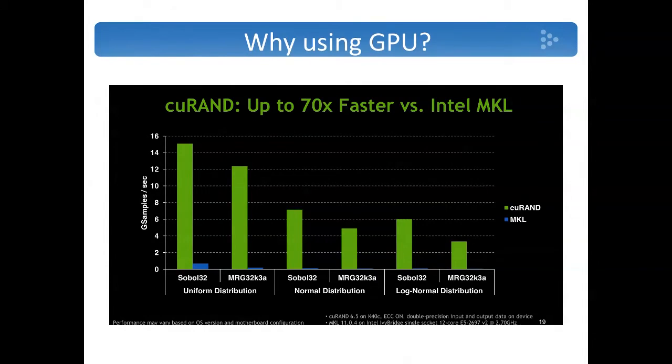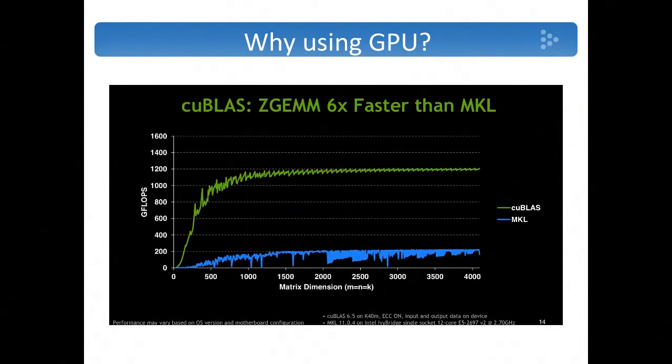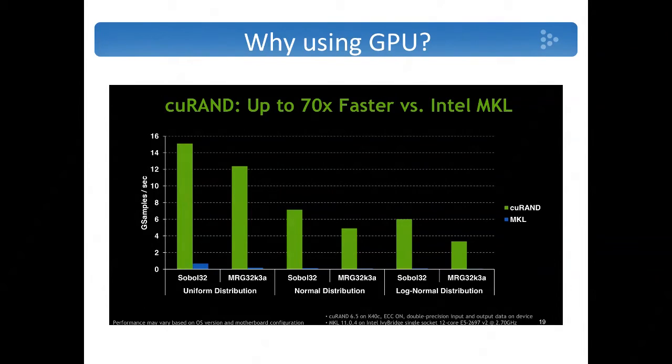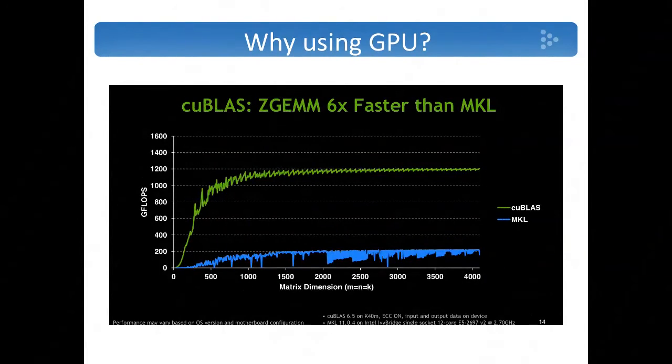The first I mentioned is random number generation. As you can see in this slide from NVIDIA, the CUDA-RAND library runs 70 times faster than Intel MKL. As we know, Intel MKL possibly reaches the highest performance on Intel CPU architecture, and it is compared with, I think, a single socket 12-core CPU here. Another example is cuBLAS, which you can use to do general matrix multiplication, and it can reach 6 times faster compared with the Intel 12-core CPU.